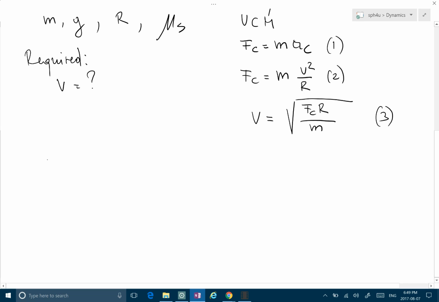So in order to do that, we have to draw. So far, we just solved the Newton's second law equation in terms of velocity, right? So now we have to draw a free body diagram to see what is Fc, right? Because Fc, we don't know it. So this is something that we don't know.